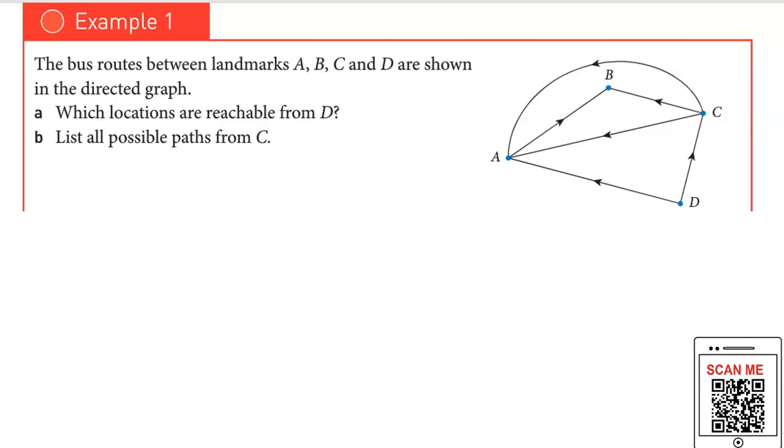Okay, so we will continue the lesson. We stopped at the reachability. So over here, let's discuss the example for the reachability. Let's look at this question.